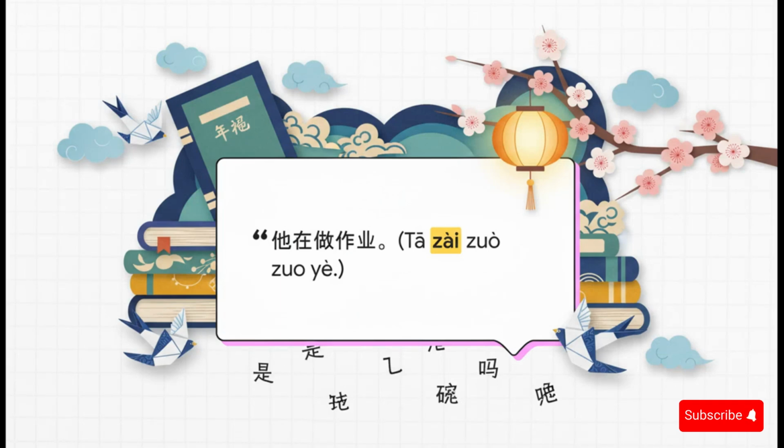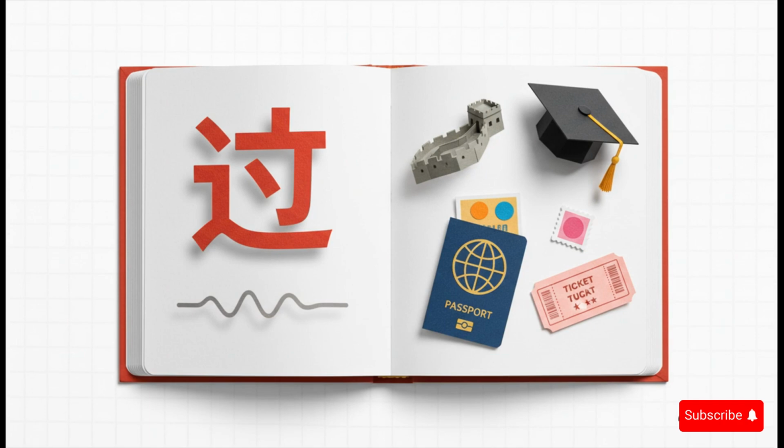The sentence is 他在做作业. Notice the placement here. Zai comes before the verb 做, which means to do. This is basically how Chinese creates the ing form of a verb. It tells us the action is in progress. He is doing homework. Our next particle is 过.